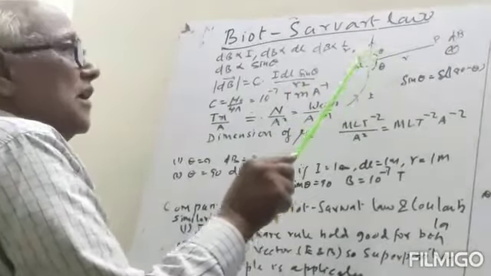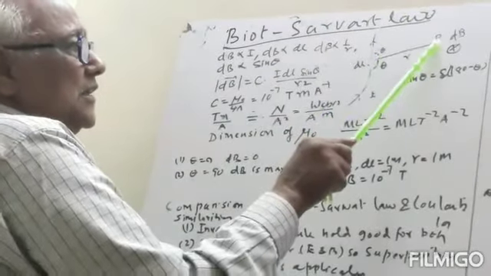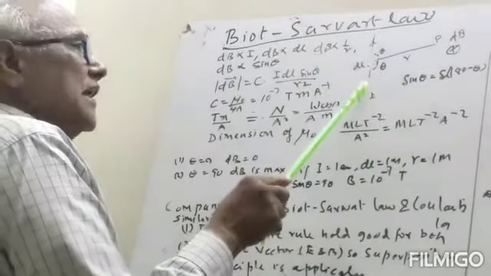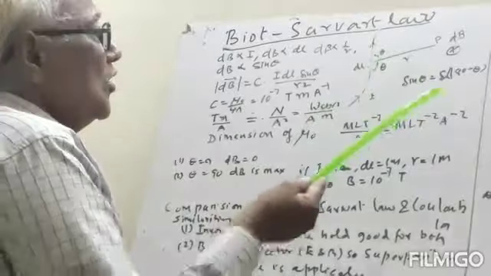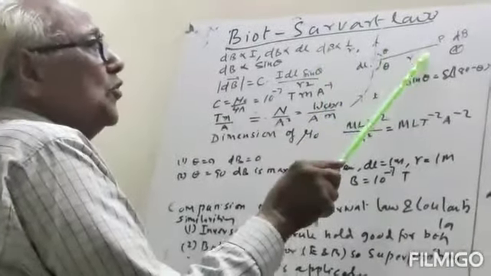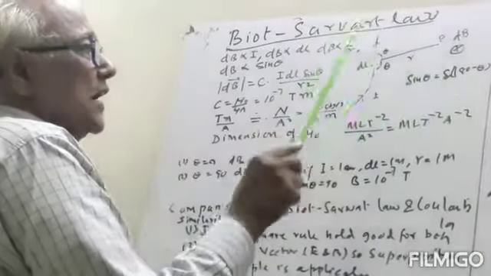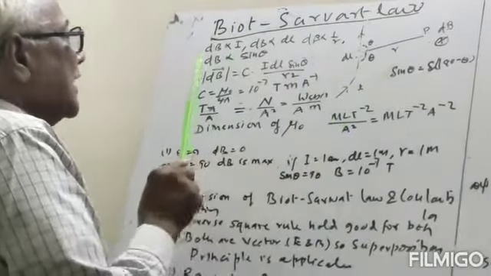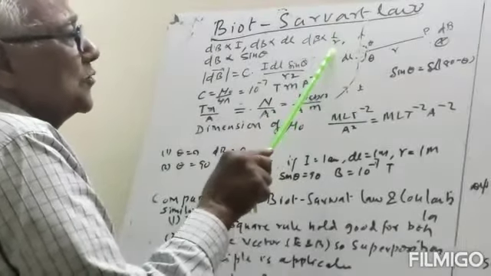Number three: in Oersted's law we said that when current is passing, if the distance between the magnetic needle and the current carrying wire is more, then the magnetic field decreases. So similar to the electric field, the magnetic field also obeys the inverse square law, meaning the magnetic field is inversely proportional to r square, proportional to 1 by r square.